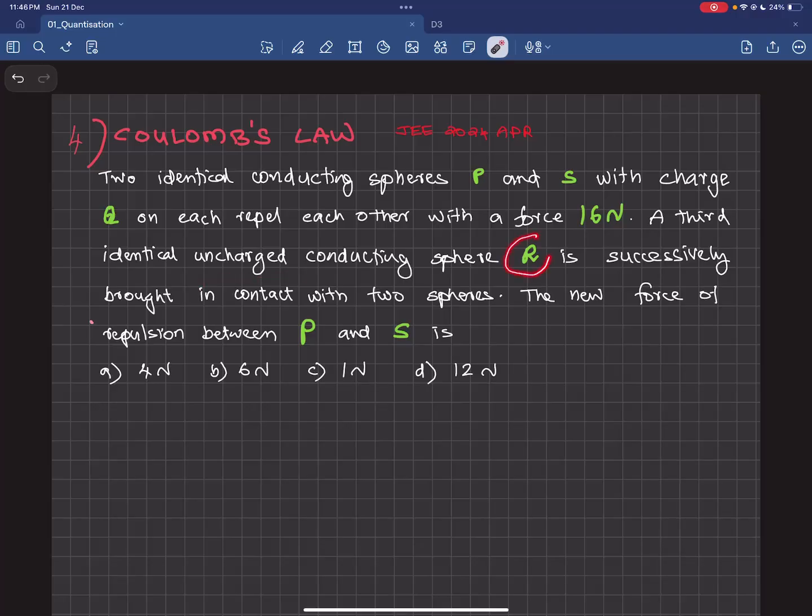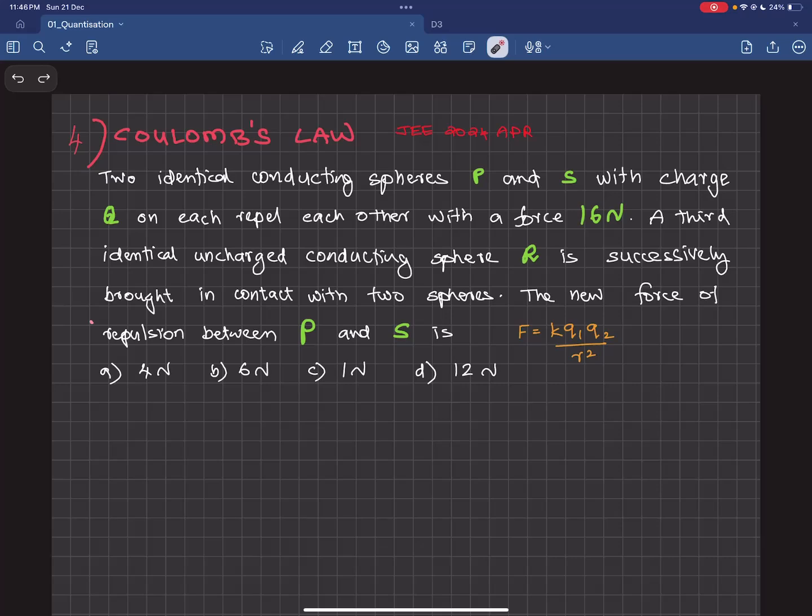We call it as R. What we do with R, we successively bring it in contact with the first two spheres, which means R is kept in contact with P first, then R is kept in contact with S next. Then we have to find the new force of repulsion between P and S. For this, we have to use Coulomb's law in electrostatics, which is F equals K Q1 Q2 over r square.